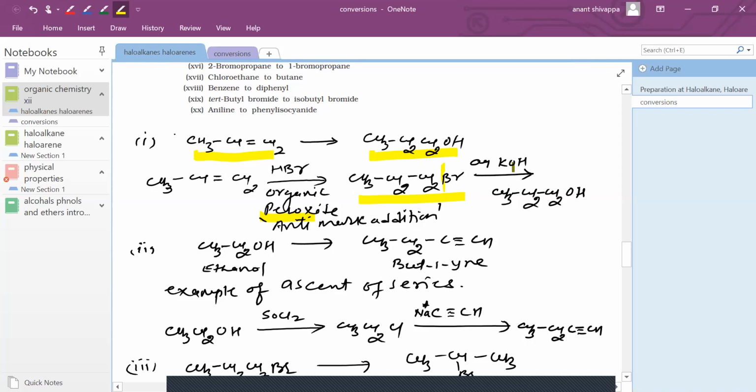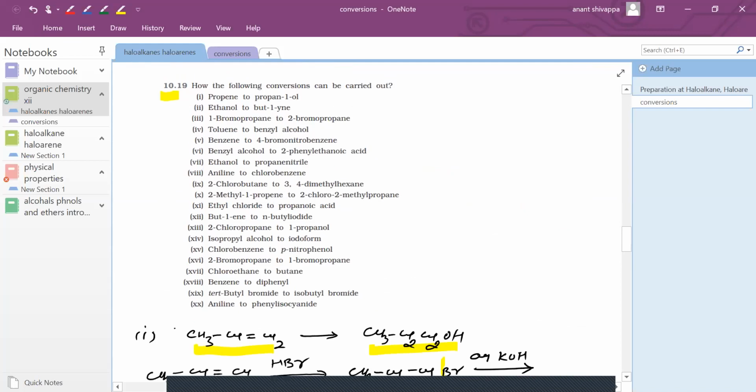This you have studied in nucleophilic substitution reaction. So this is how propan-1-ol is obtained. And suppose if the question comes propene to propan-2-ol, then you have to convert propene to propan-2-ol through Markovnikov rule. Okay. Then the second question is ethanol to but-1-yne.